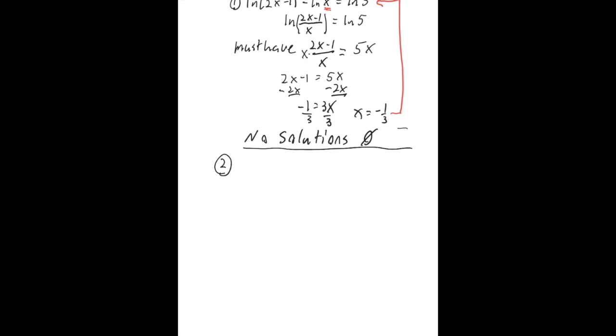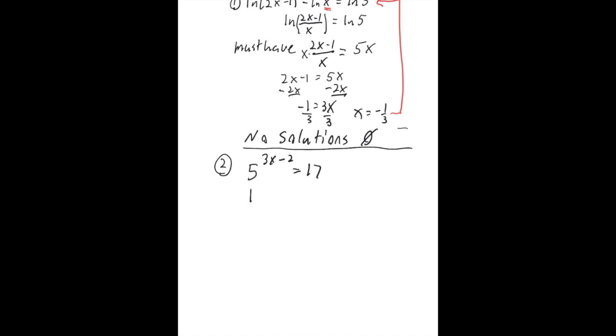Okay, let's say we have 5 to the 3x minus 2 is equal to 17. Okay, and we want to solve for x. Now, this is an exponential form, so if we want to try to get the x out of the exponent, let's change to logarithmic form.